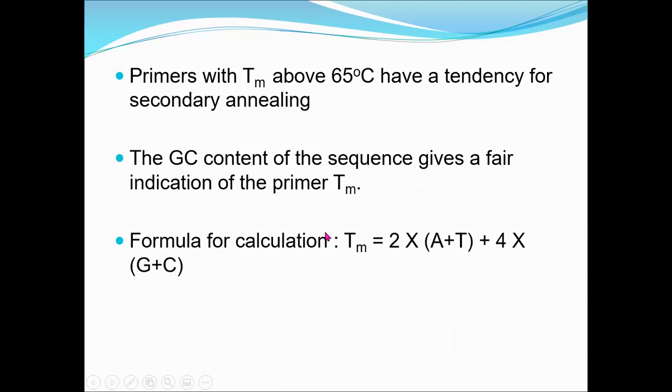If you are using a forward and a reverse primer, they should have more or less equal or comparable Tms, so that you can use a single annealing temperature for annealing.